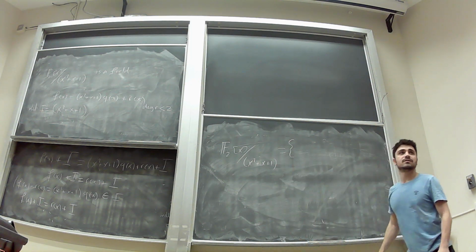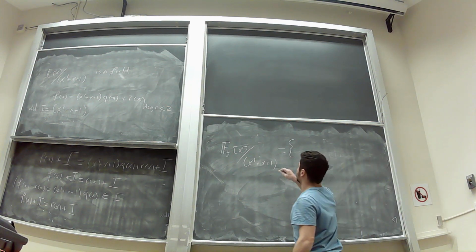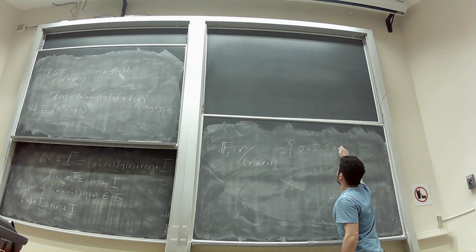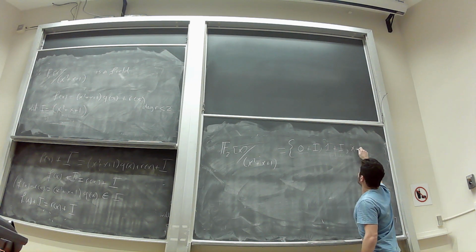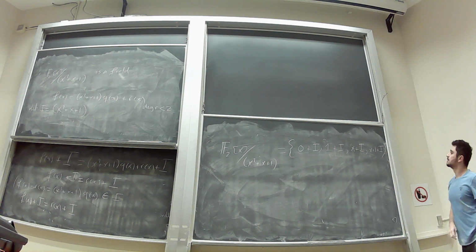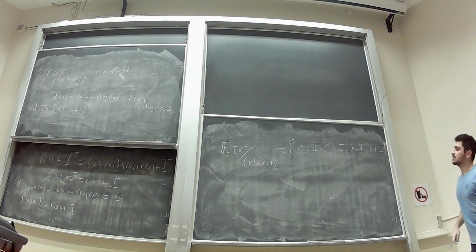What are the polynomials of degree at most 1 in F2? You have the constant 1, you have 0. I'll call the ideal I, so you have 0 plus I, 1 plus I, x plus I, and x plus 1 plus I. These are the elements of F2[x] mod x squared plus x plus 1.